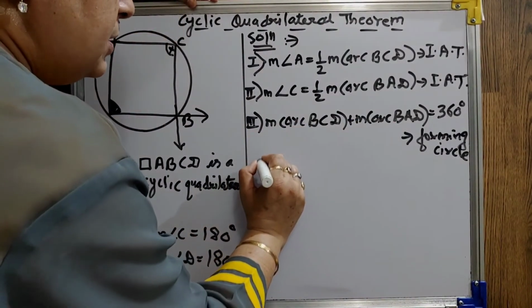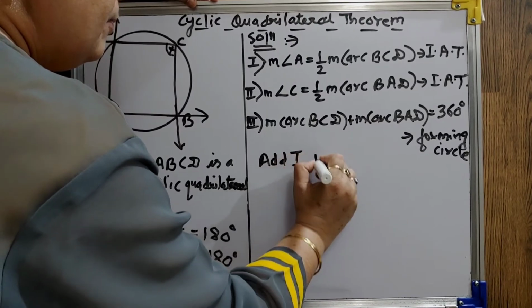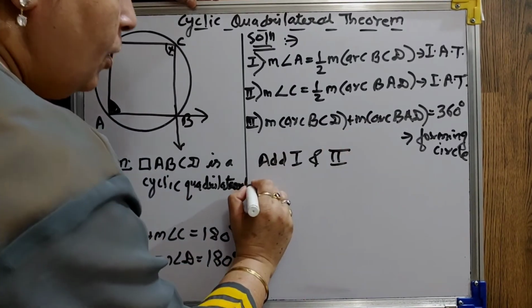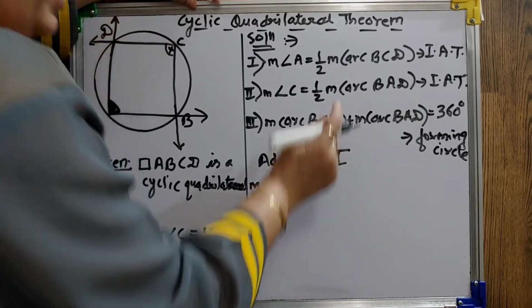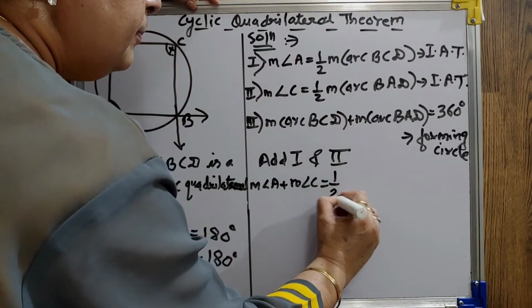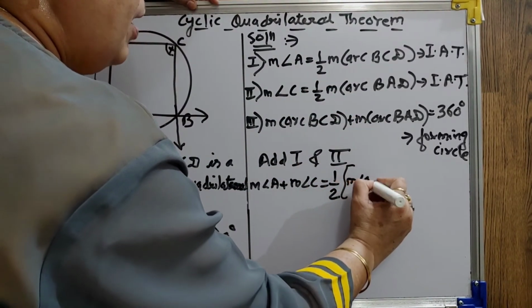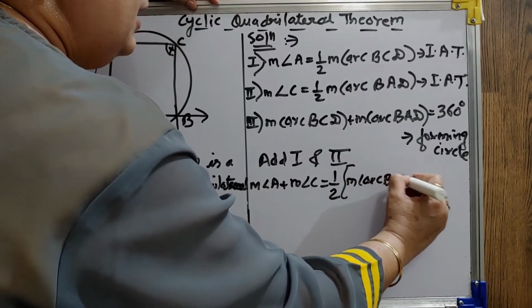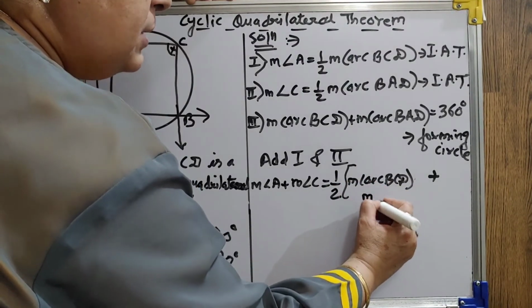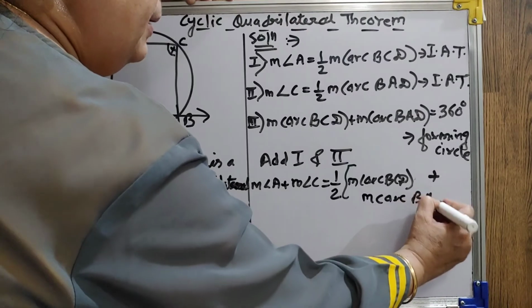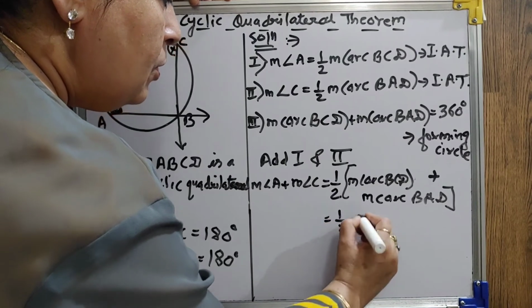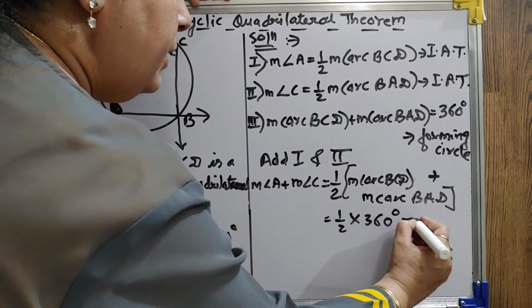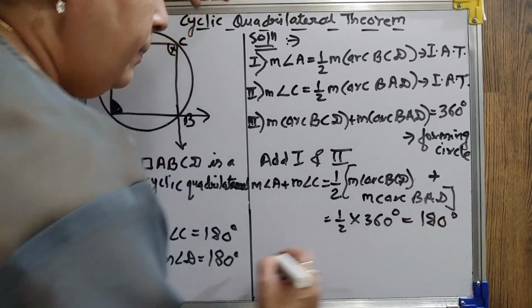Now, add the first and second equations. Your measure of angle A plus measure of angle C. When you add, this half is common. Then my measure of arc BCD plus measure of arc BAD. We know the addition of both is 360 degrees. When I divide it, it will be 180 degrees.